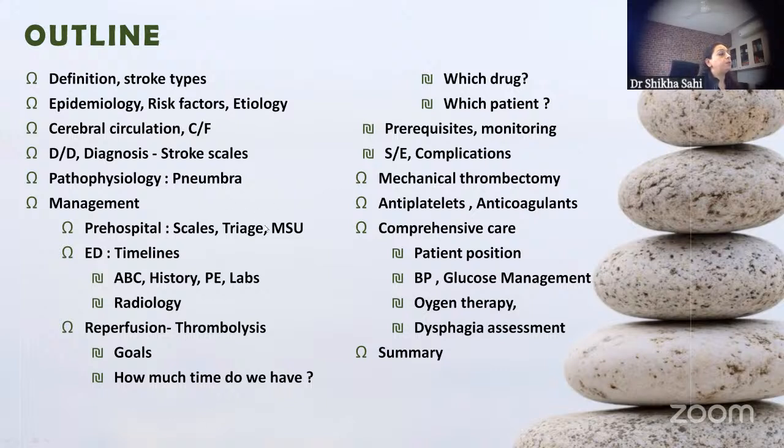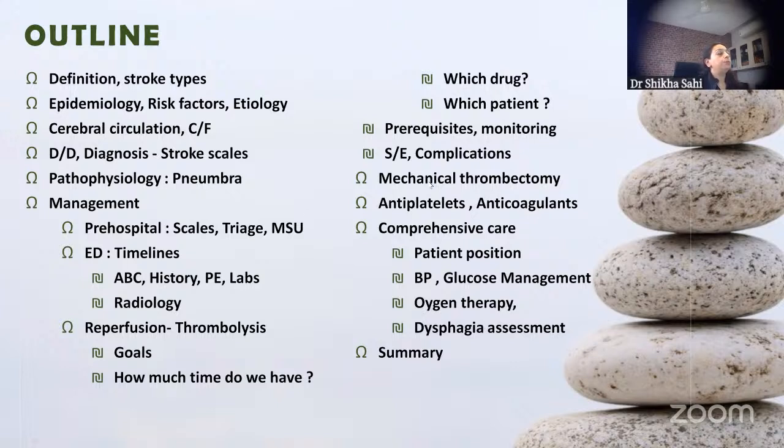So each and every step of the management is very important. And once the patient comes in emergency, what are the timelines you have to stick to? The ABC, history, physical examination, labs, radiology, and reperfusion, the most important part, about thrombolysis. What are our goals? How much time do we have? Which drug should we use? Which patient? How should we select our patient? What are the prerequisites before we thrombolyze? How will we monitor? What will be the side effects that we can expect, and how to deal with that?